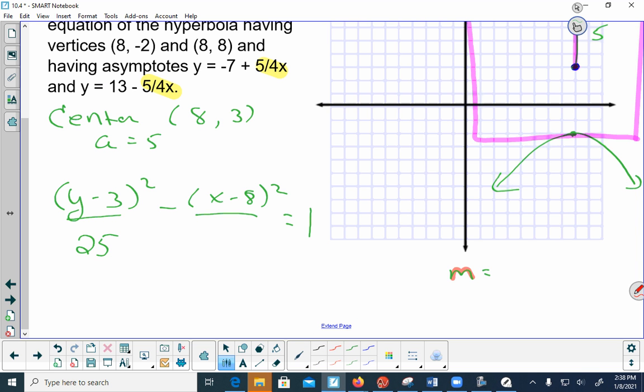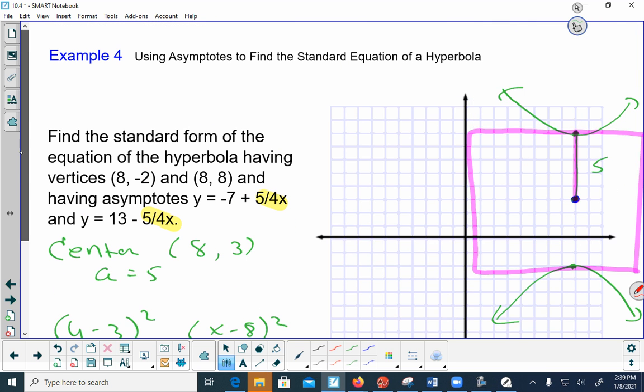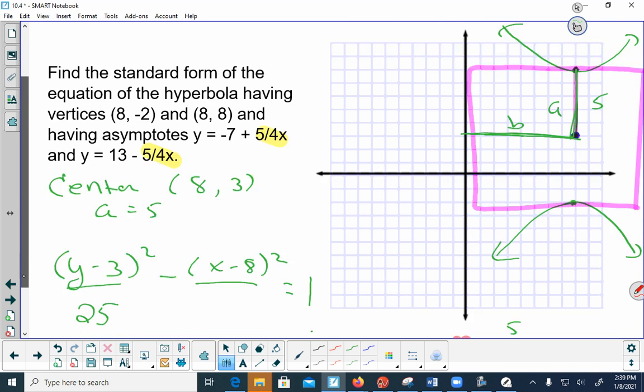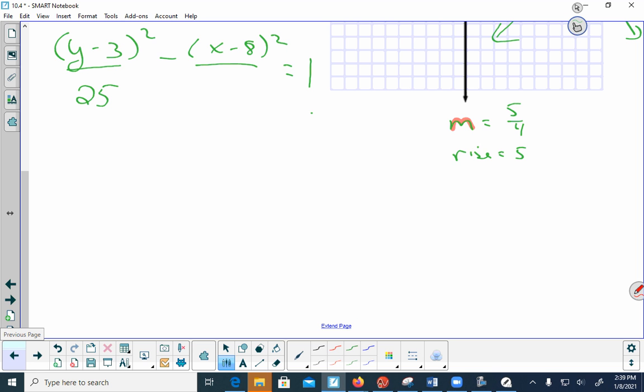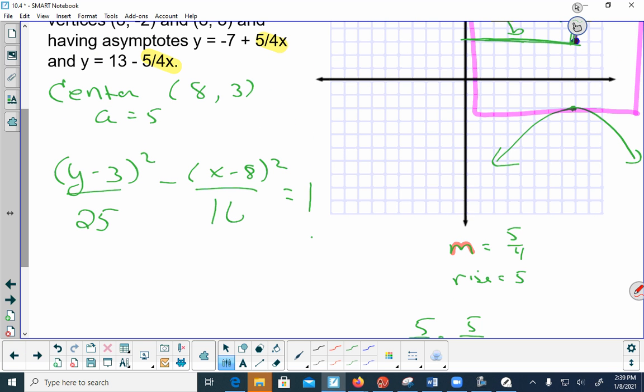So the slope is equal to 5/4. I just said to do this, my rise is going to be 5. So in this particular case, this 5 is my A. This run would be my B. So I'm going to say 5/4 is equal to 5 over my B, which tells me pretty easily that my B is 4. If I had to cross multiply and solve, I would cross multiply and solve. So my B is 4, which means I'm going to put a 16 here.